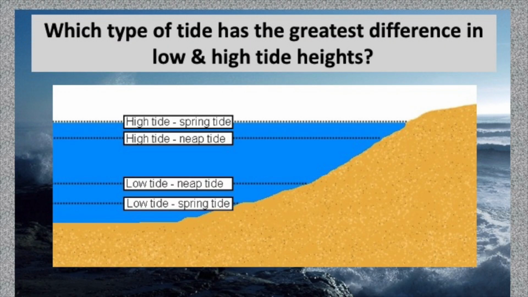So again, our spring tides are going to give us the highest high tides and the lowest low tides, creating the greatest difference between tide heights. Again, this occurs only during the full and new moon. That is when the Earth, Moon, Sun system are in alignment.